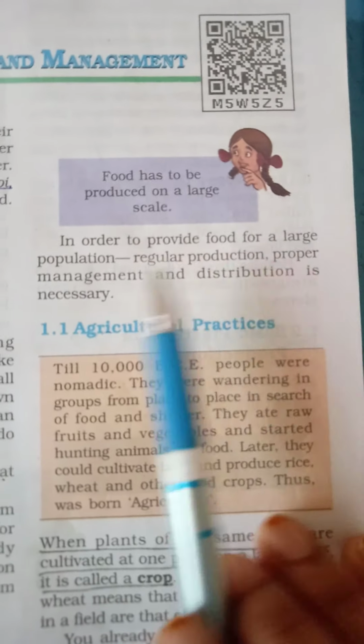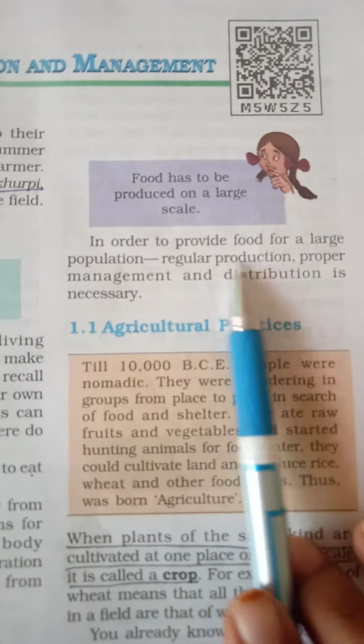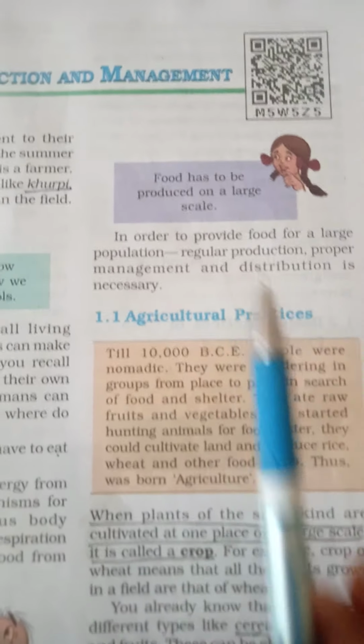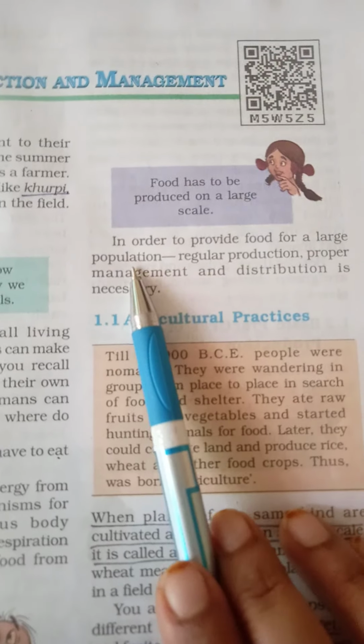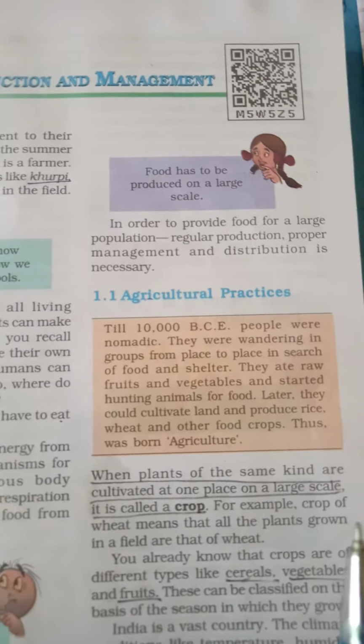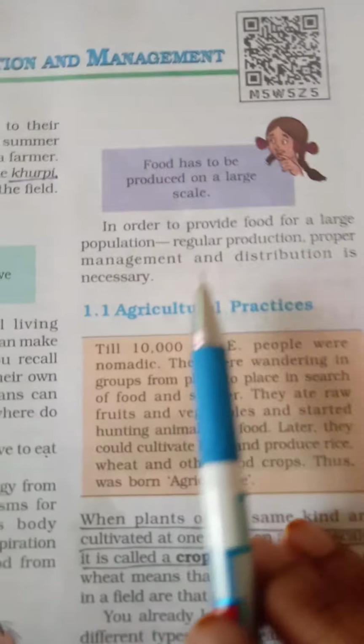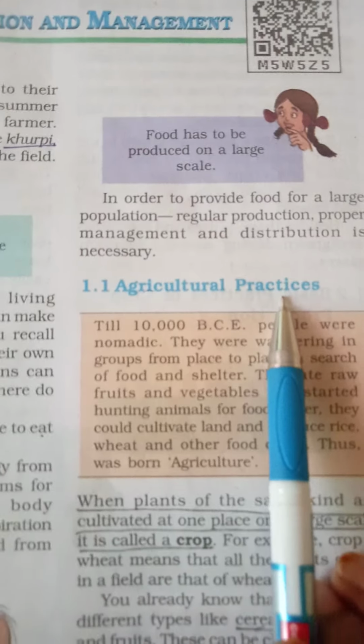Hence, production, management and distribution must be done in a proper manner so that every person on earth can get the food, or whatever fruits and vegetables have been produced, right? Now here we have agricultural practices.